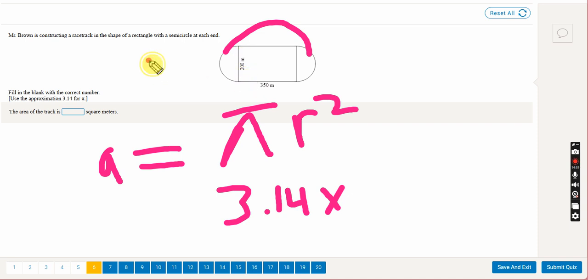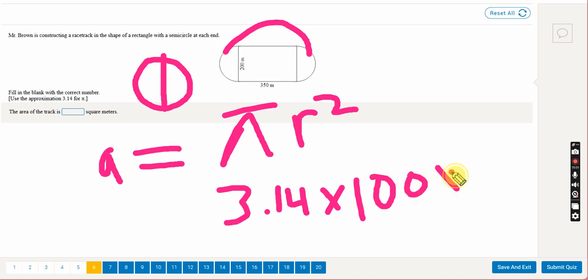You can see that if it's even a circle, what cuts it in the center and makes it half? That's the diameter. So we don't want the diameter, we want the radius. That's going to be 100. So 100 times 100. So what is that going to be?